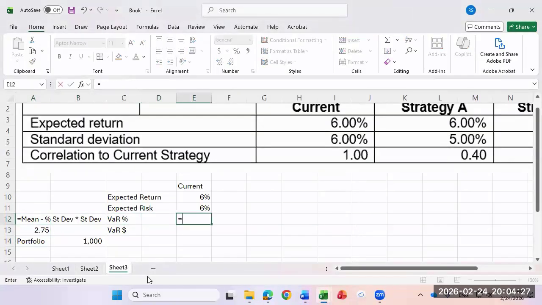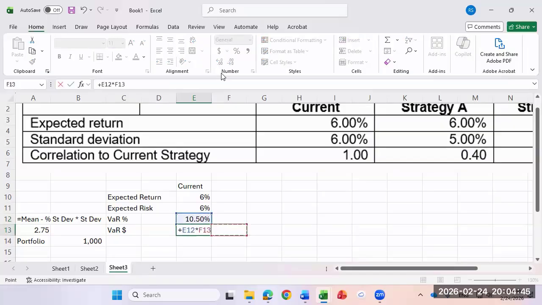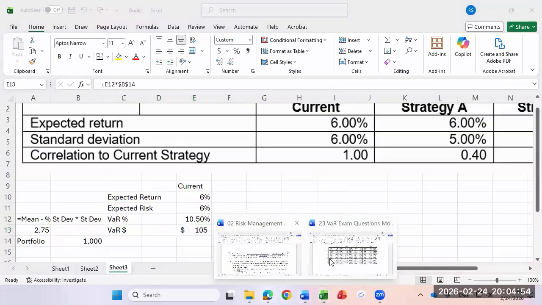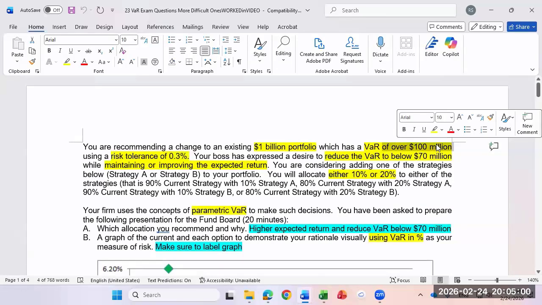So we take, remember you do absolute value. So you do the mean minus 2.75 times the expected risk. That gives you a risk of 10.5%. You take 10.5% times the portfolio value. You get 105. What did she say it was? Over 100. So that looks pretty good. So that gives you one key that if your boss says the VAR is over 100 and you calculate and you get 60, you probably did something wrong. All right. So that's our starting case.